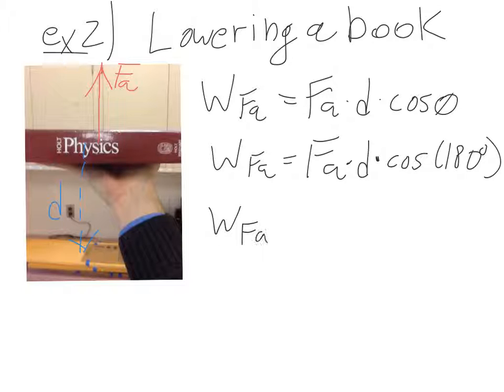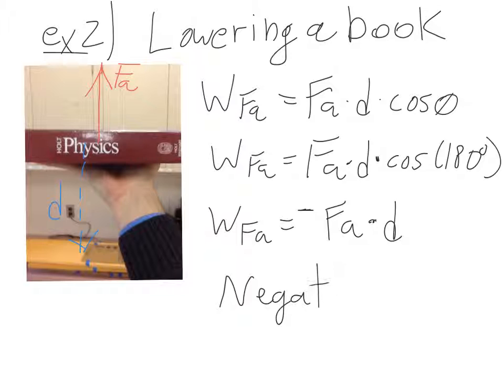So that means that we're going to have the applied force times the displacement, and the cosine of 180 degrees would be -1. So this entire thing is multiplied by a -1. So I'm going to put a negative sign in front of here to show that. And that means that in this case, my applied force actually did negative work.